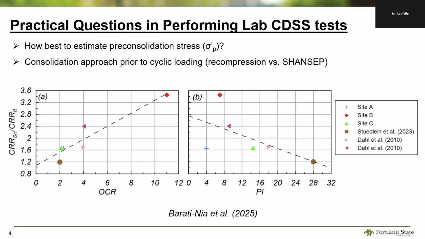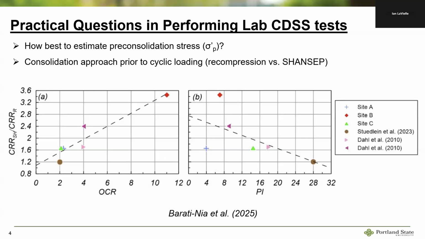The testing parameters are usually decided by the geotechnical engineers and or the engineer of record. And I know some of you have preferences on how you want to consolidate your soil, whether you want to use recompression versus SHANSEP, what methods you use for evaluating OCR. But sometimes we get questioned, what do you recommend? And our answer is usually we don't know. We know that it affects, and so some of the practical questions: how do we estimate OCR for these low plasticity silts? We know that the consolidation curve is very curvy, so how do we estimate OCR?